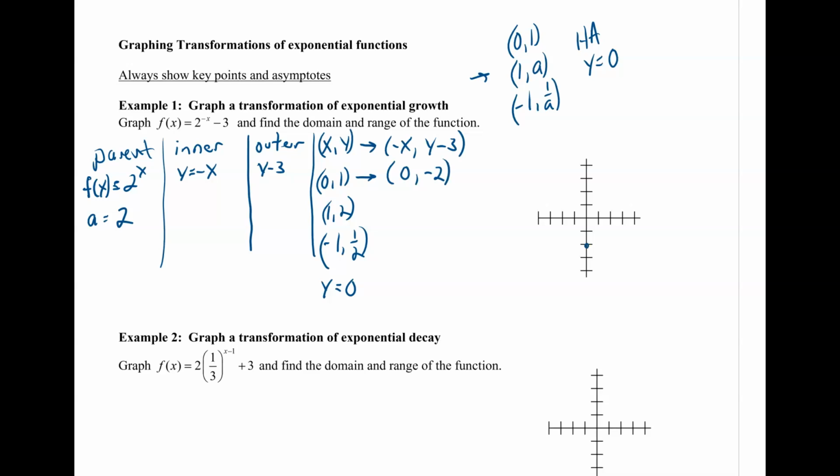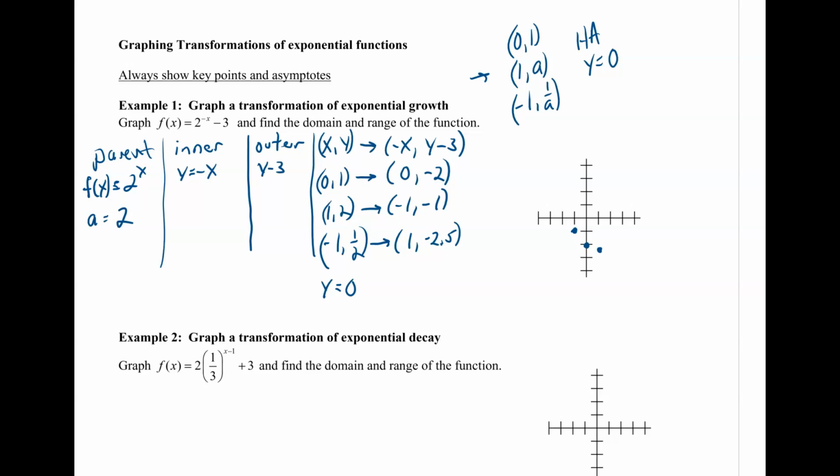May as well plot it right now. All right, we've got (1, 2). The opposite of 1 is -1. And 2 - 3 is -1. So we're going to plot the point (-1, -1) right there. All right, and then we've got (-1, 1/2). So the opposite of -1 is positive 1. And 1/2 - 3 is -2.5. So we'll plot that point (1, -2.5) right about there.